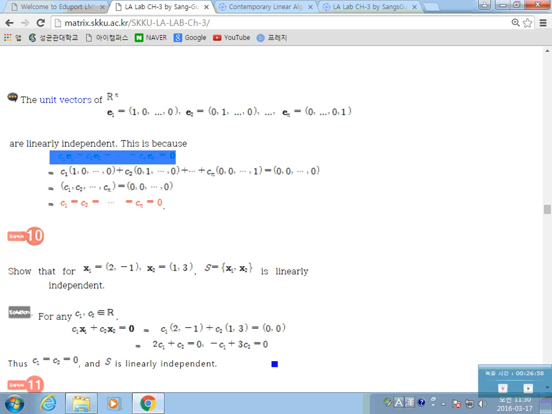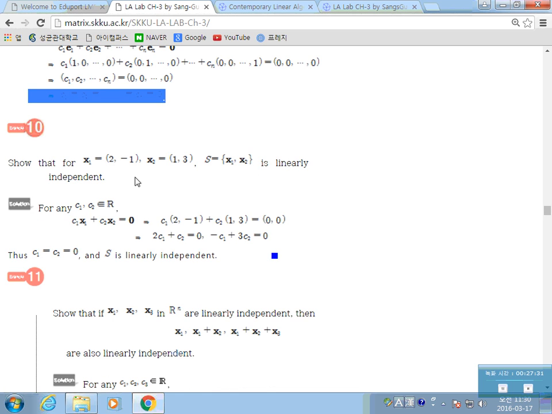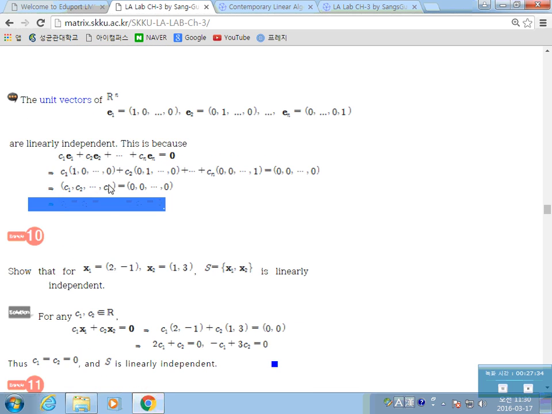Let's form a linear combination of these e_i's and let it be zero. Then this can be written as this. Okay? This can be written as this. Isn't it? c1 should be equal to 0, c2 is equal to 0, and cn should be equal to 0. So that means all c_i should be 0. So if we start from here with these vectors, then all c_i should be 0, which means the vectors e_i are linearly independent. Isn't it?